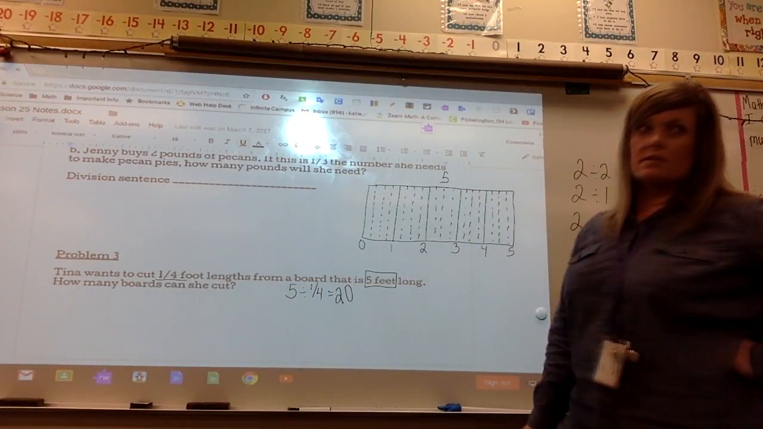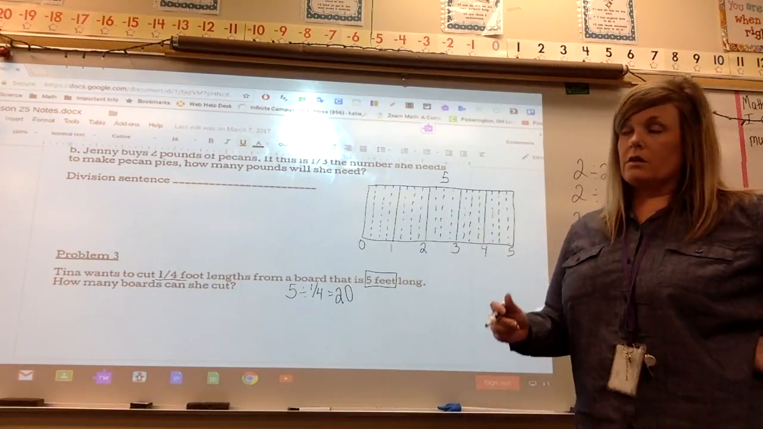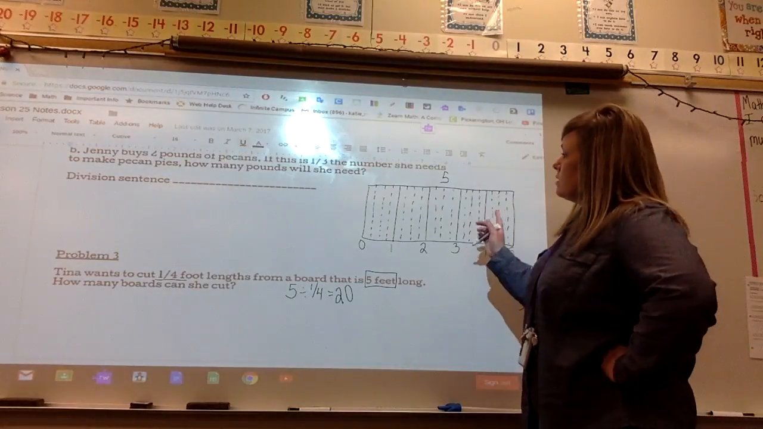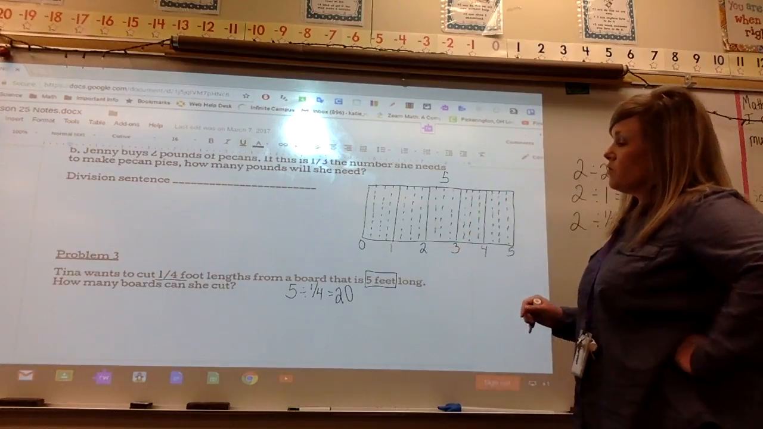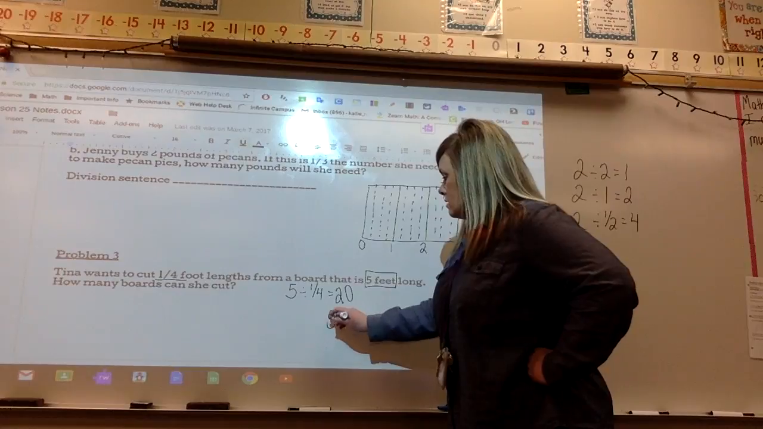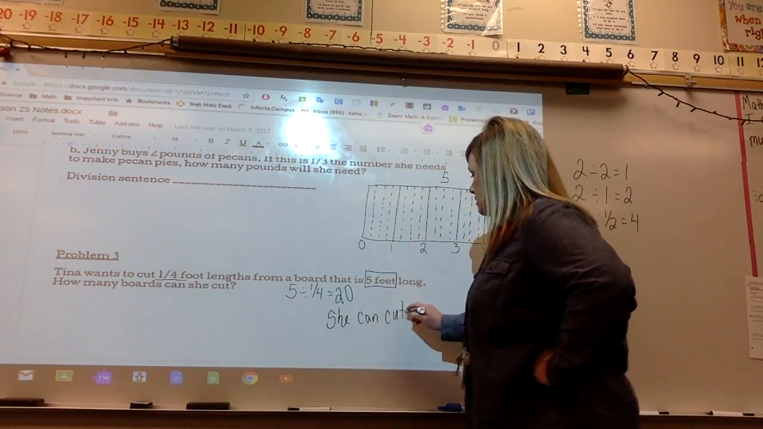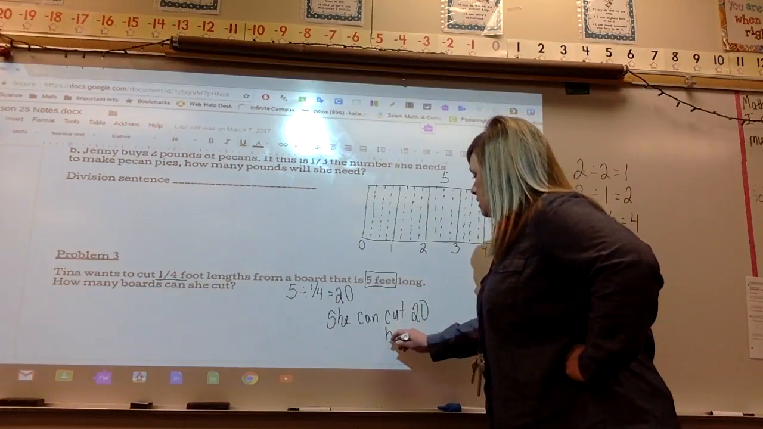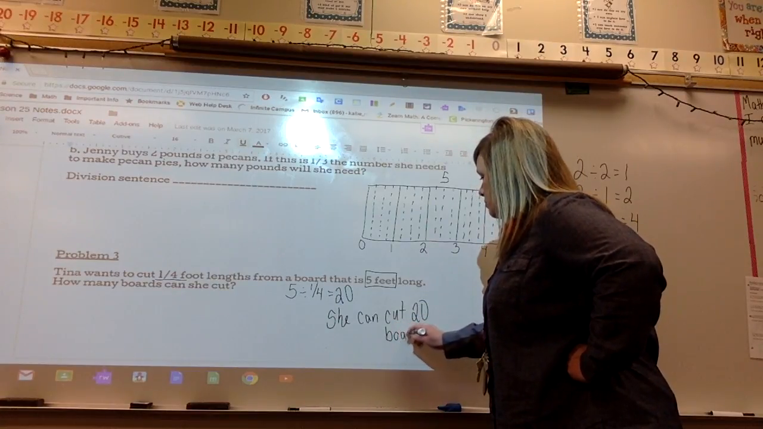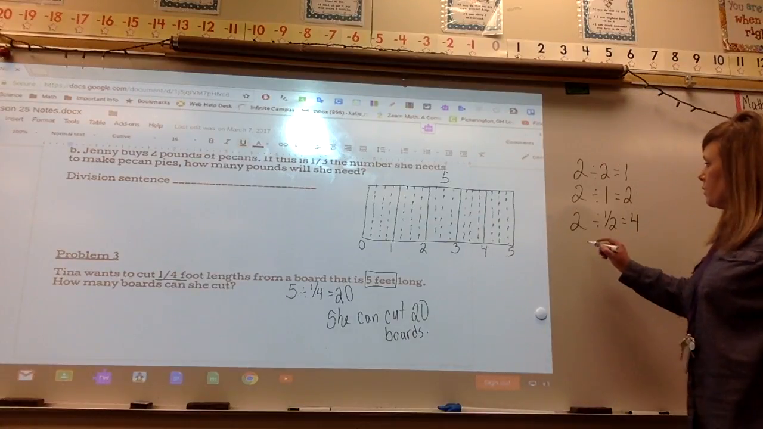So when I first started this, I looked to see how many fourths are in one whole, and I know that 4 fourths are in one whole. So in 5 wholes, 4 times 5, that'll be 20. So our answer is she can cut 20 boards. Let's go record our problems over here.